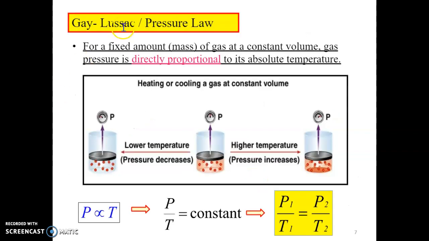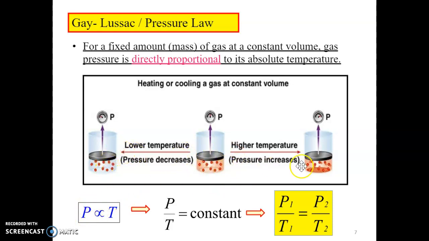And the next law is Gay-Lussac's law, or the pressure law. For a fixed amount of gas at constant volume, gas pressure is directly proportional to its absolute temperature. So as we increase the temperature, the pressure must increase, because the molecules inside this volume will move faster, will vibrate faster. So they will collide with the wall of this cylinder, making the pressure increase.